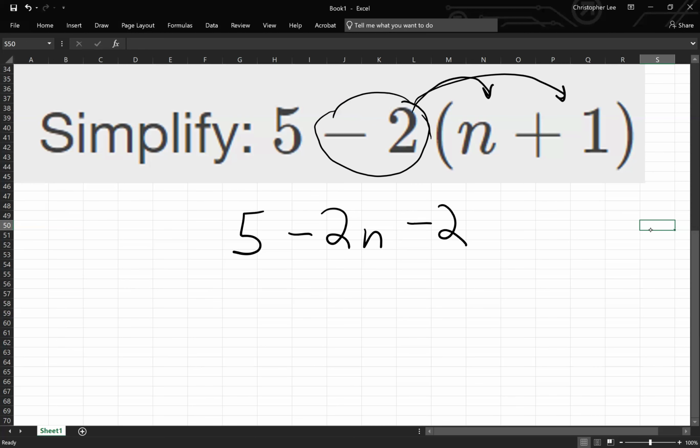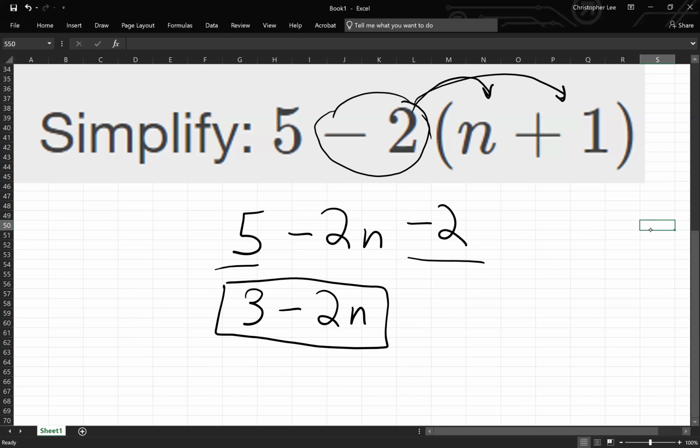So we have, sorry, I was looking at my answer. Got you. 3 minus 2n. Very good. Right? So our 5 and our -2 are like terms. You just add them together, right? So 5 plus -2, +3. And then that's it. Questions on this, anybody? We good? All right.